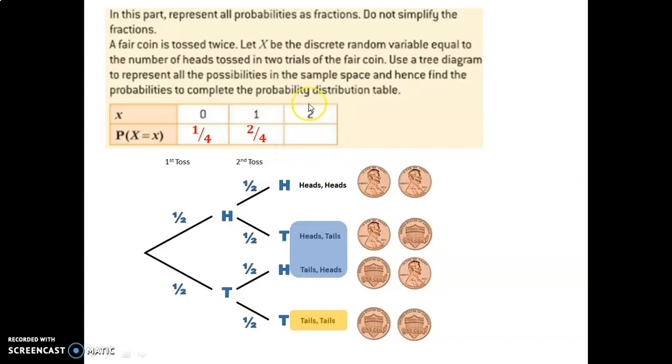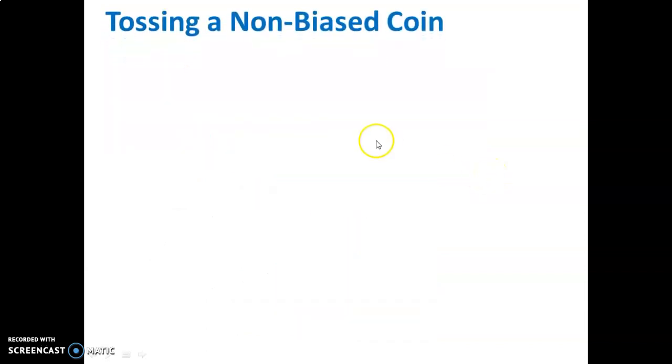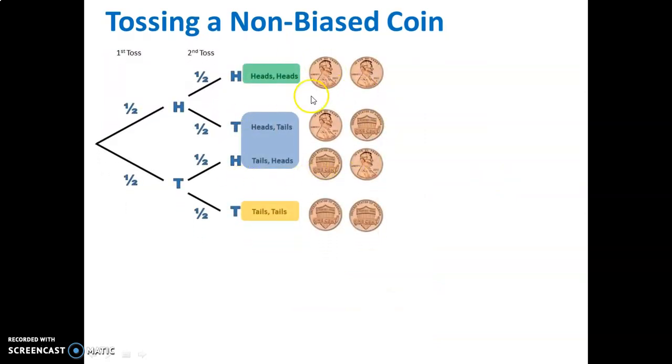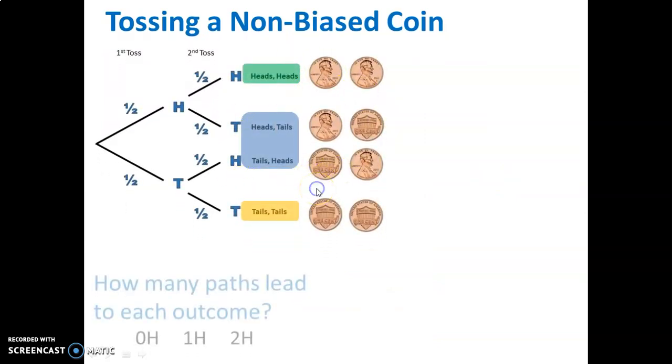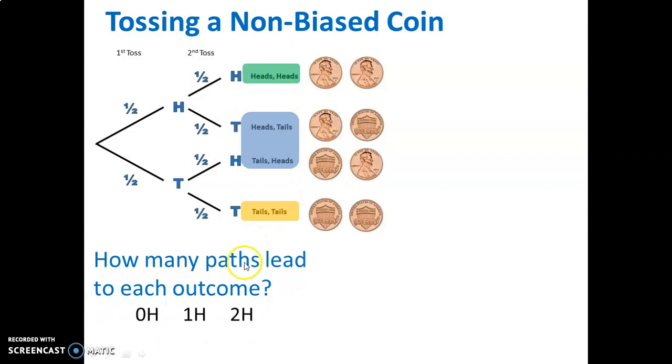And finally, the path that has 2 heads, well, that's only the path on top here. So that path has a probability of 1/2 times 1/2, leads to 2 heads, and that's a 1/4 probability. So that's a probability distribution for this, and let's move ahead with that one. So next step, again, we have that tossing of a non-biased coin, the results we just looked at. And the question here is, how many paths lead to each of these outcomes? How many paths in this tree diagram lead to 0 heads, and how many paths lead to 1 head, and how many lead to 2?